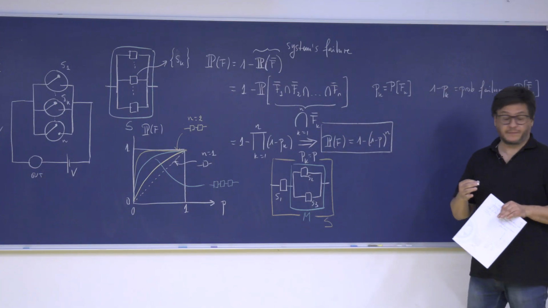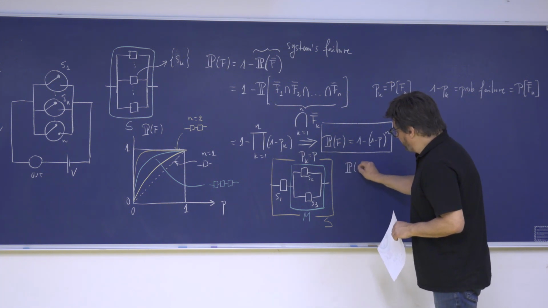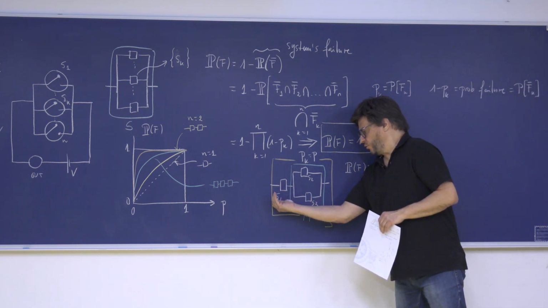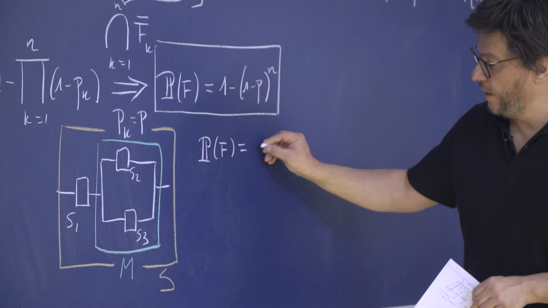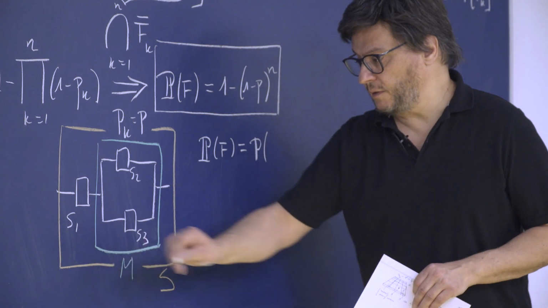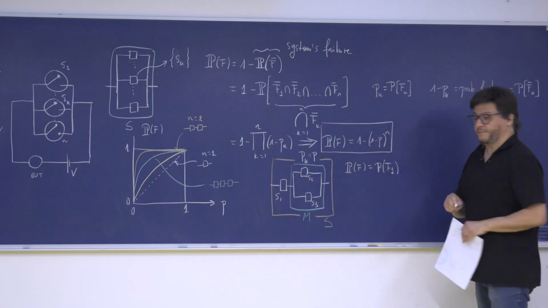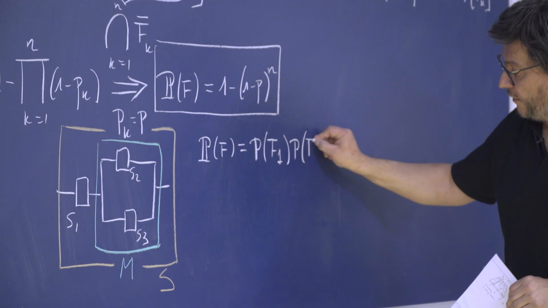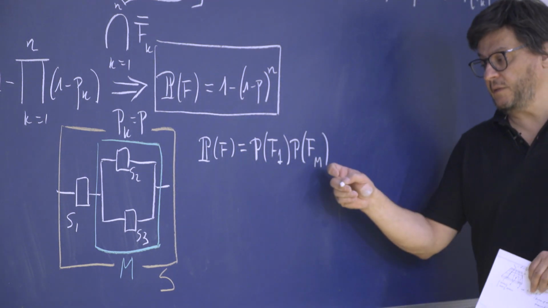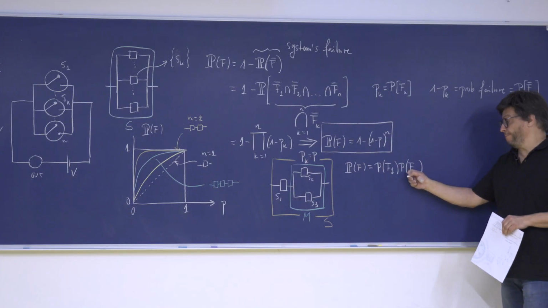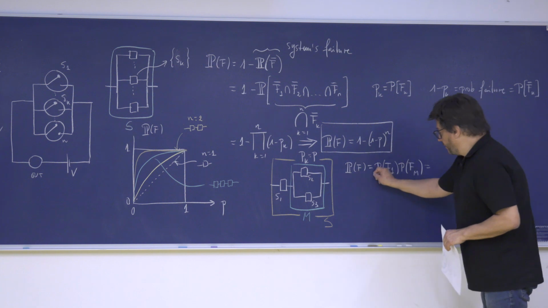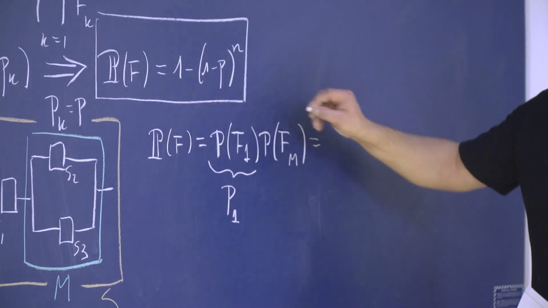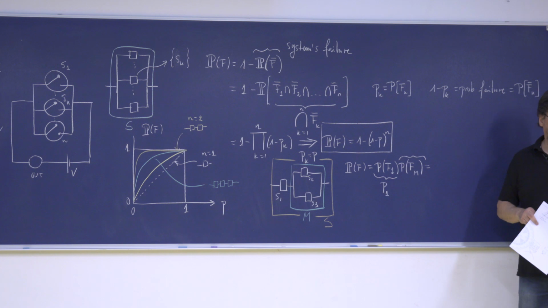But look, it's very easy to see, because the probability that my system works, that functions, is the combination of 2 subsystems, right? I could say it is the probability that S1 works, so F1, multiplied, because it's in series, by the probability that M works. Let's write it like this, that the module M functions, okay? So this is just one element, so we P1, okay? This is a combination of 2 elements in parallel, right?